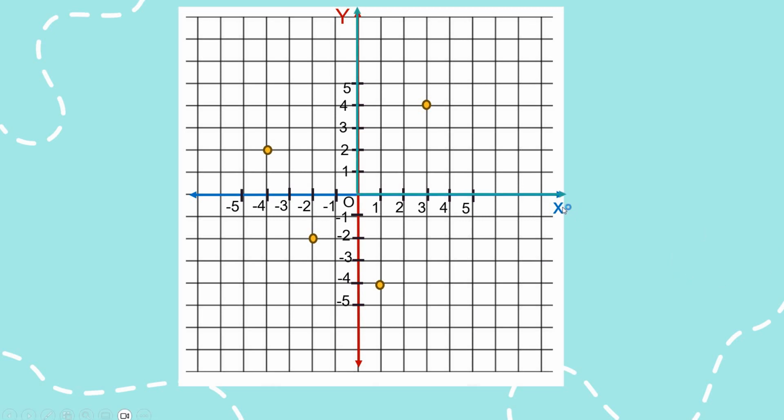So let's name each part of these 4 parts. As you can see here, the x part here will be what? Positive. And the y part here is what? Positive. So any point here has what? An ordered pair which are positive and positive. This quarter is called what? Called the first quadrant, or Q1.